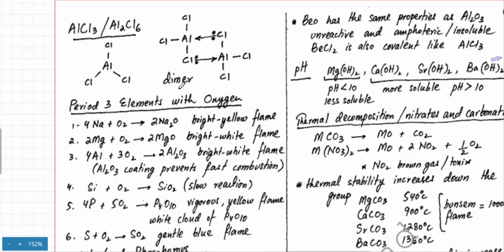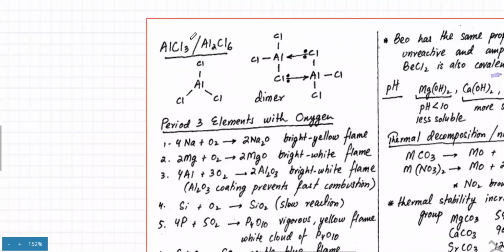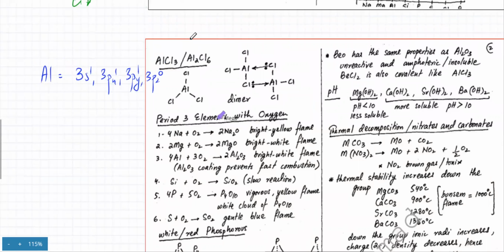What happens in dimerization is that aluminum has an outer shell that's incomplete, even after bonding, because aluminum has 13 electrons, meaning that its outer shell has 3 electrons. It's 3s1, 3px1, 3py1, and the 3pz is 0. So when it bonds with other atoms, it forms 3 normal bonds. And even after forming 3 normal bonds, one of the orbitals is completely empty.